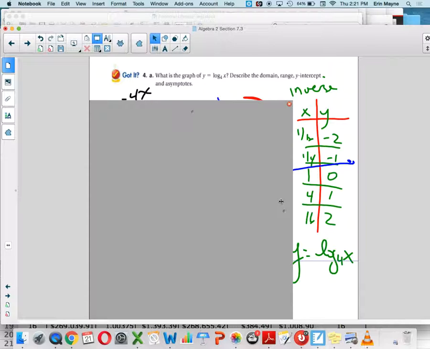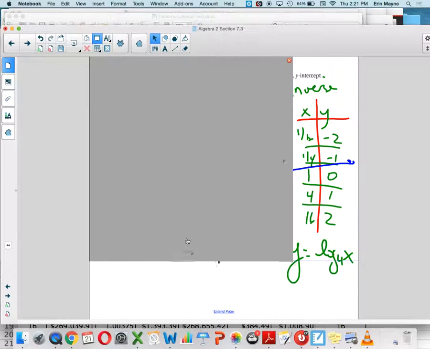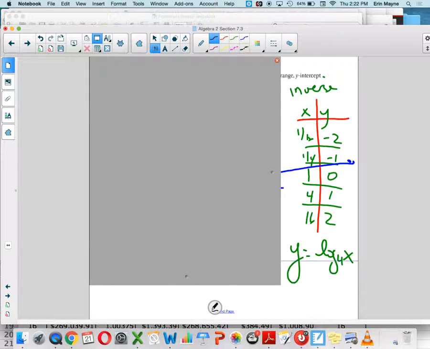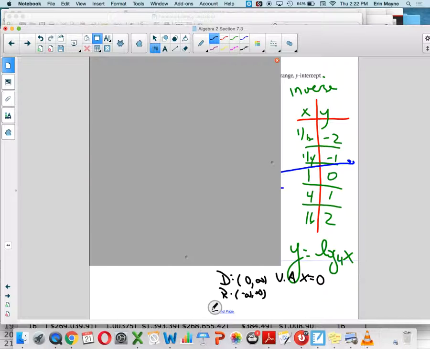Okay, now we're about to list the characteristics of the log, and then we're going to look at the graph. Ideally, we're starting to get pretty good at this. What is the domain of the log? Zero to infinity. What is the range? Negative infinity to infinity. Is there a horizontal asymptote? No. But there's a vertical asymptote at x equals 0, and the x-intercept is (1, 0).